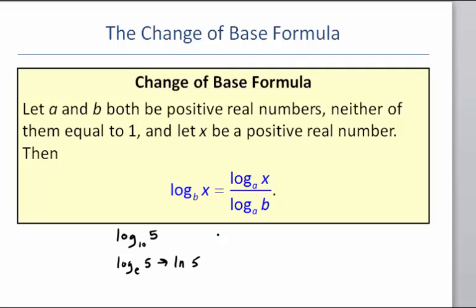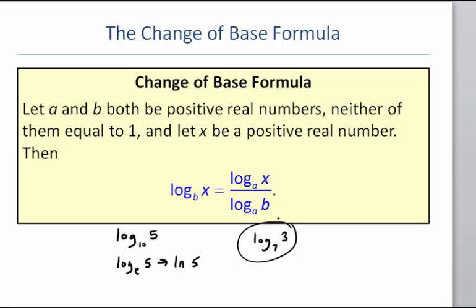But anything else, for example, if our problem had said log base 7 of 3, that is not something that we can enter in the calculator. And so change of base gives us a way to evaluate logs that look like this. And so it says let a and b both be positive real numbers, neither of them equal to 1, and let x be a positive real number.